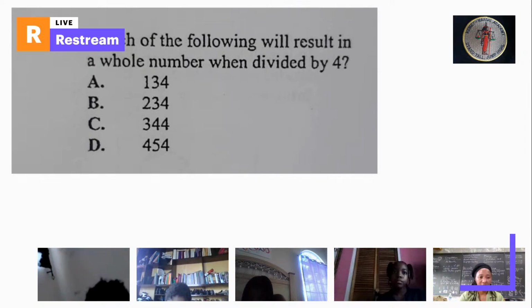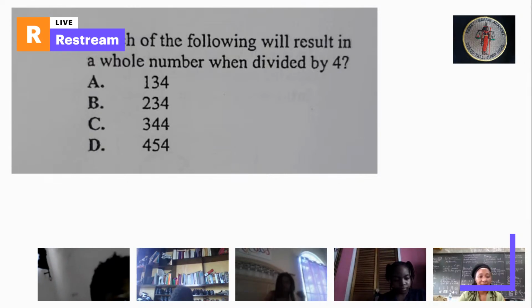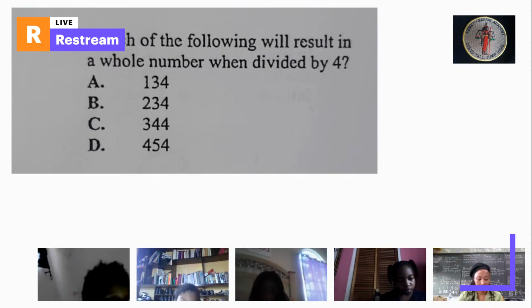You're saying A. Did you actually work it out? Divide 134 by 4 and see if it can go exactly. Well, I'll redo it. That would be 33.5. 134 divided by 4 is 33.5. 234 divided by 4 now. Miss, I say 344.